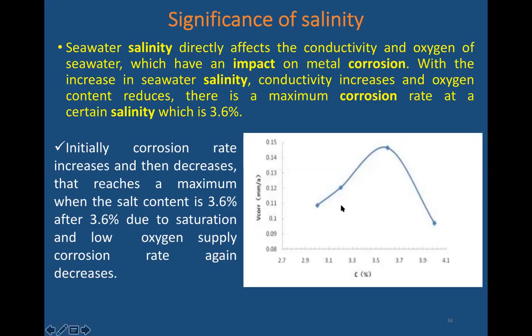Once you have salinity like 2.9, from that point corrosion increases as salinity increases, but after 3.6 it decreases, because when you are increasing salinity, the oxygen supply is increasing up to a certain point, and once it's more than 3.6, it will be saturated and no more oxygen will be supplied, so your corrosion rate will decrease. So this is the significance of salinity and its effect on corrosion.